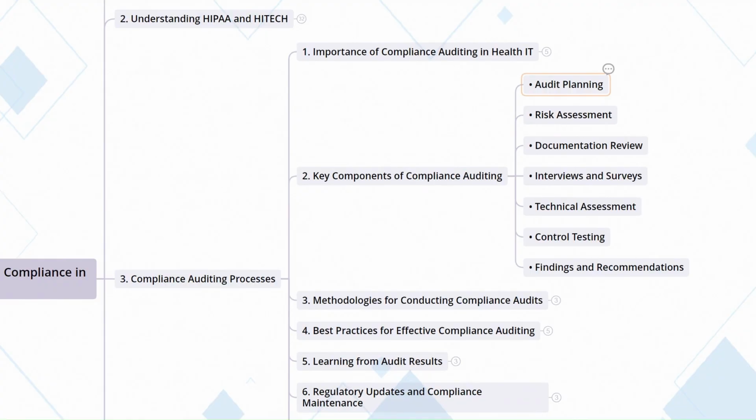Firstly, audit planning. The first step involves defining the scope, objectives, and timeline of the audit. This includes identifying which areas, departments, and regulations will be audited, as well as establishing key performance indicators, also referred to as KPIs, to measure compliance.